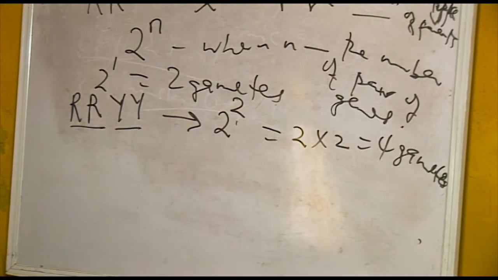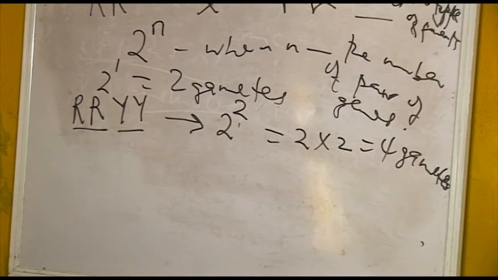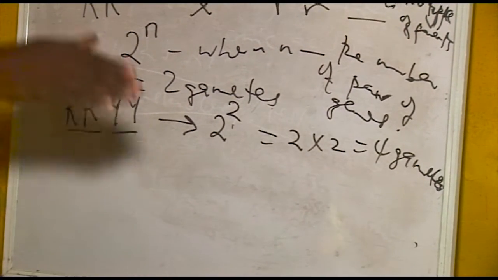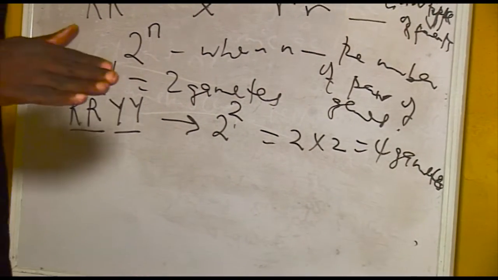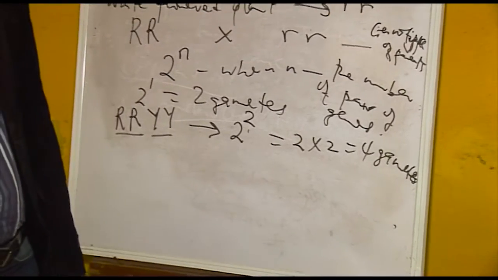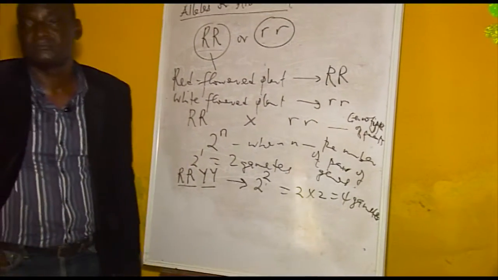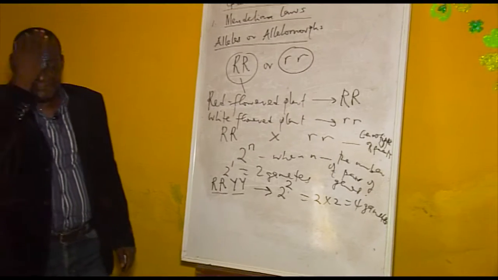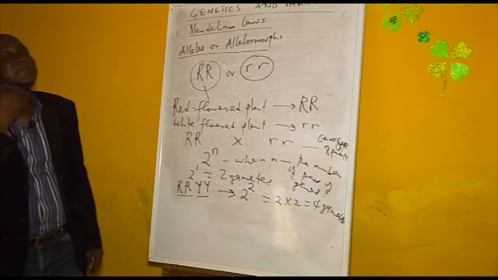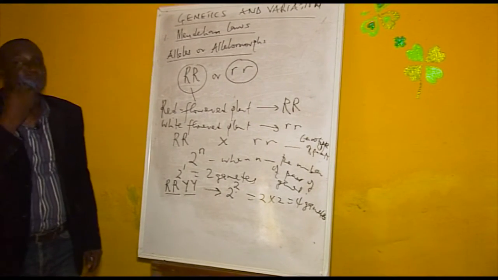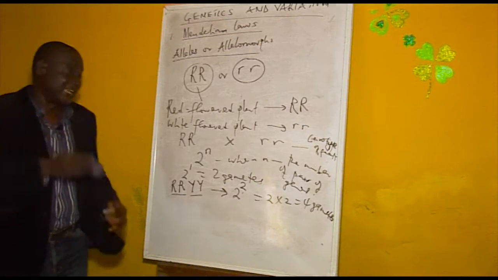Now, we need to distinguish gametes from the genotype of the parents. Note this, in genetics, gametes are always circled. Please take note of that. If you designate gametes and you don't circle them, you won't get what they are asking.